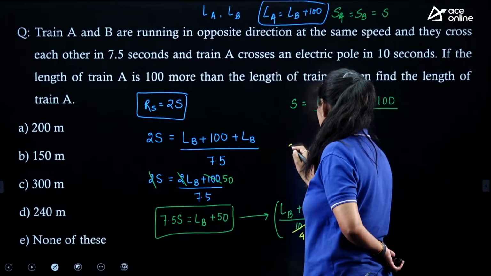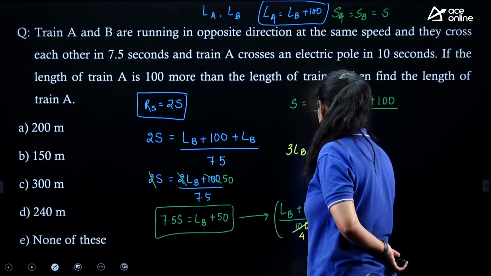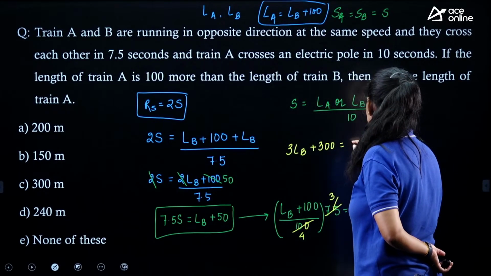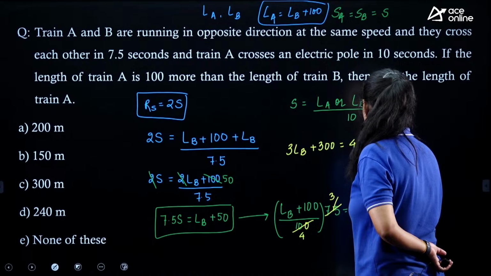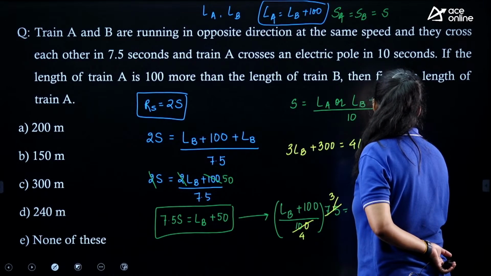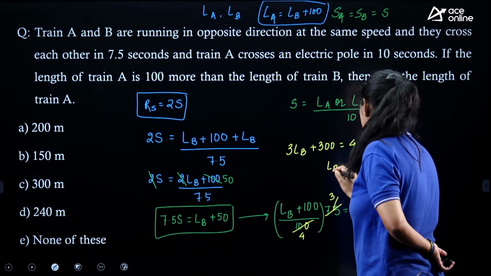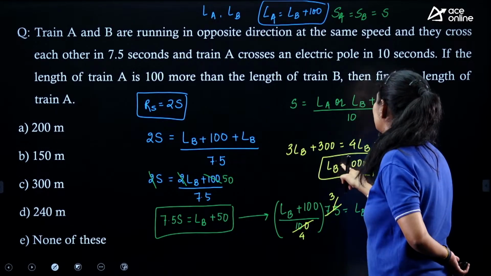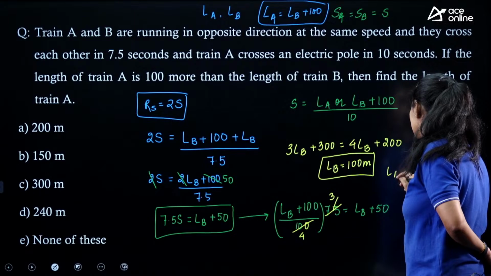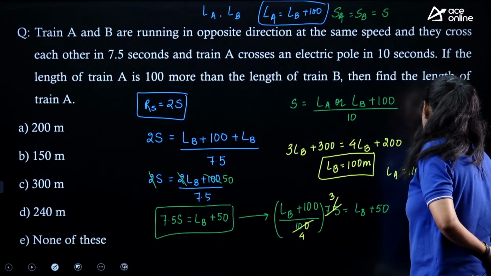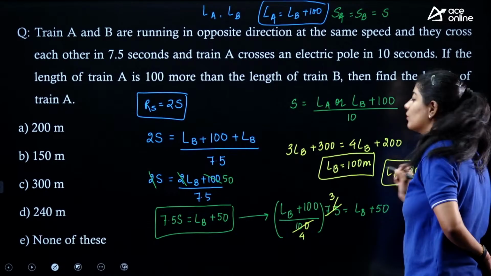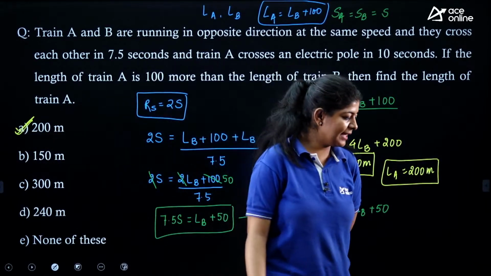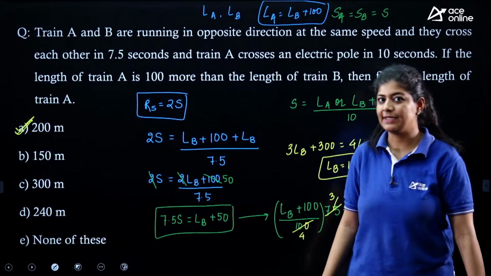So we are having 3 times length of train B plus 300 is nothing but equal to 4 times length of train B plus 200. So the length of train B that we got over here is 100 meters. If the length of train B is 100 meters, we can say that the length of train A is nothing but 200 meters, because it is 100 meters more than that. So option number A is the correct one. Option number A is the correct one. It's quite easy, right? Next.